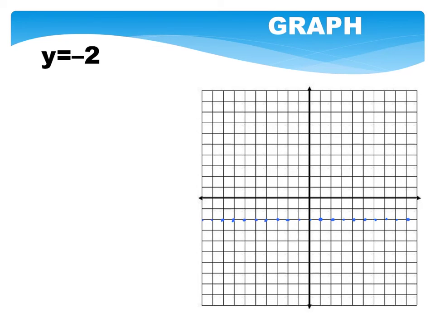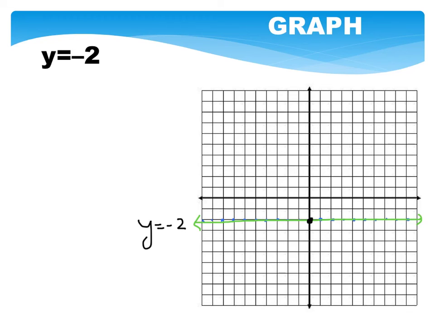So this line will have 0 slope, because to get from one point to the other, I have no change in y. So it's always 0 over some number, 0 over some number. So there's no change in y.